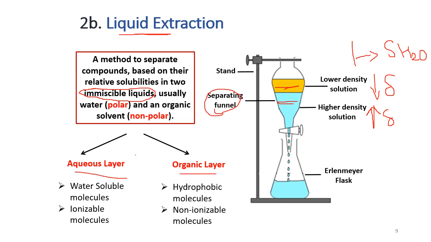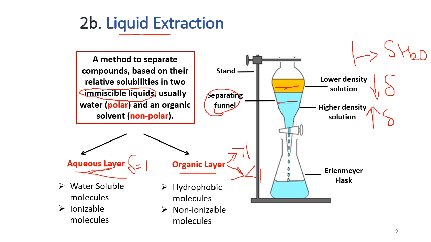The aqueous layer always has a density of 1, and the organic layer can be higher than 1 or lower than 1. If it's higher than 1, then it would be the lower layer, and if it's less than 1, then it will be the upper layer.